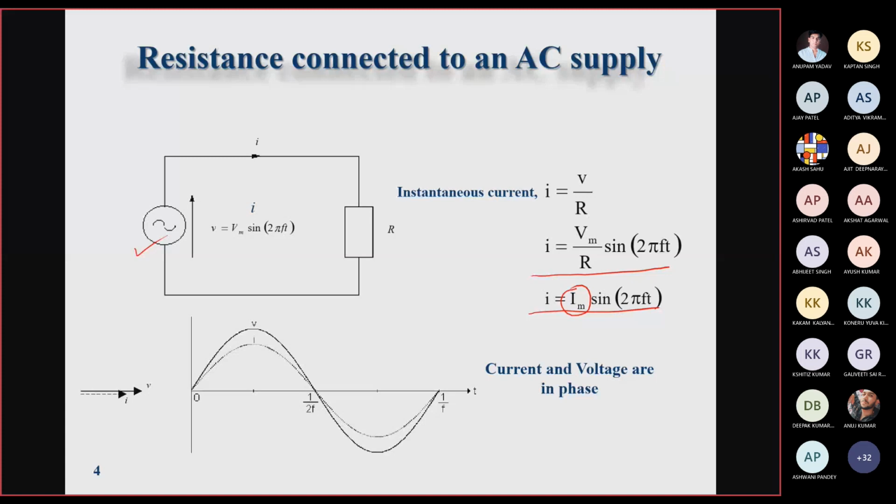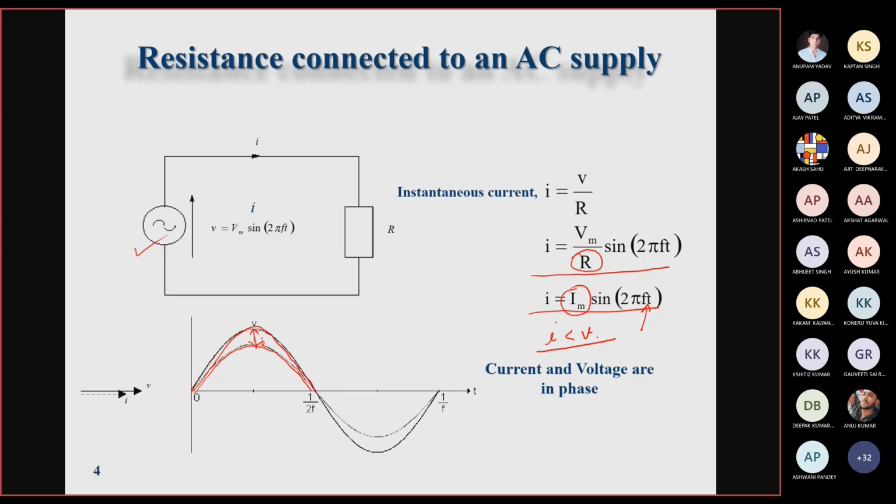Okay, for different values of t, the magnitude of current will be less than the magnitude of voltage applied by the source, right? So that's why you can see that even if the voltage and the current waveforms are both in phase, there is a difference in the magnitude of these two quantities, voltage and current, due to the inclusion of the resistance in the circuit, right?